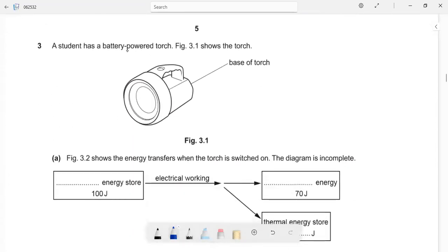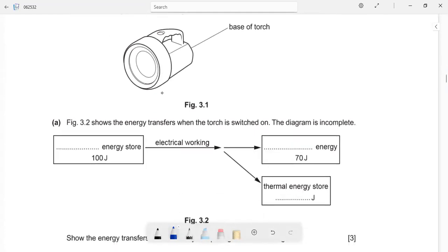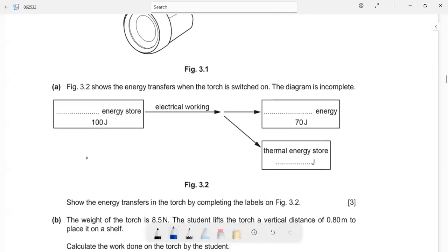Next, a student has a battery powered torch. Figure 3.1 shows the torch. Figure 3.1 shows the energy transfer when the torch is switched on. The diagram is incomplete. We need to complete the diagram. Show the energy transfer in the torch by completing the labels.